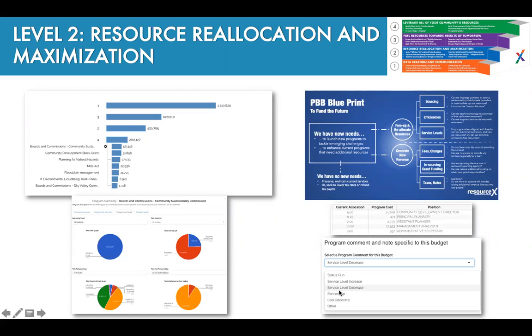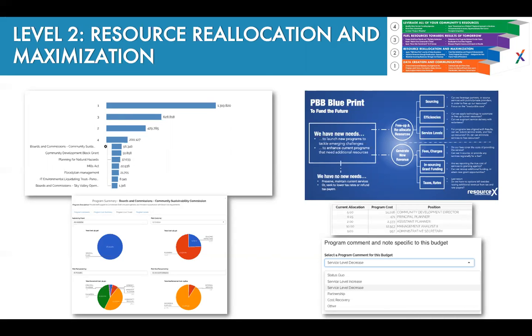And their hope is that they can do some service level decrease if they can show the full cost of, here's their community sustainability board and commission. They have various arts and historic district commissions as well. They're simply making the recommendation. They're not free. It does take a lot of staff time. And if we could sunset one of them or meet a little bit less frequently, maybe we can take our resources and put them somewhere else. That's their hope, is they're making a recommendation on service level decrease.